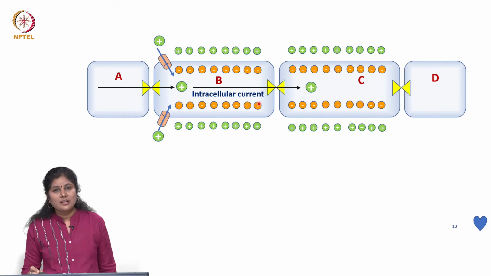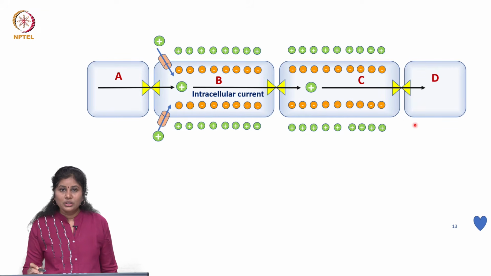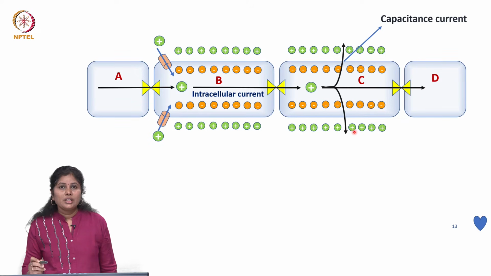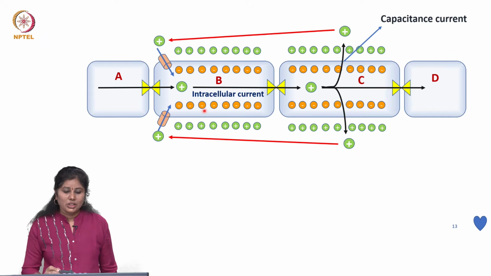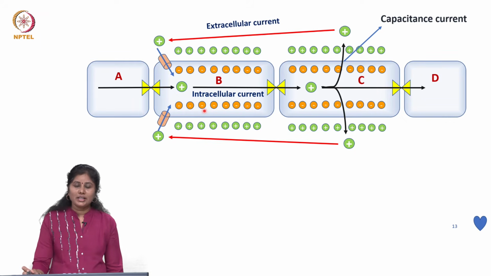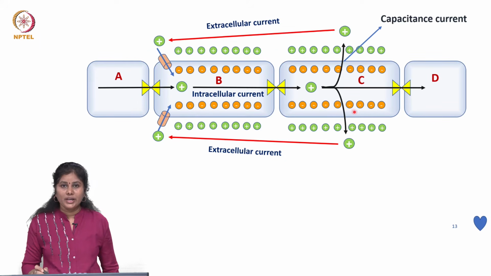Now, the same intracellular current will flow from cell C to cell D. Not only does it go in that direction, but it also displaces some of the positive ions attached to the cell membrane in the cell D, and that is called capacitance current. Now, these positive ions will flow from cell C back to cell B in the opposite direction. This is called extracellular current. So, whenever there is an intracellular current flowing from one cell to another, an equivalent and opposite extracellular current will be flowing in the reverse direction.